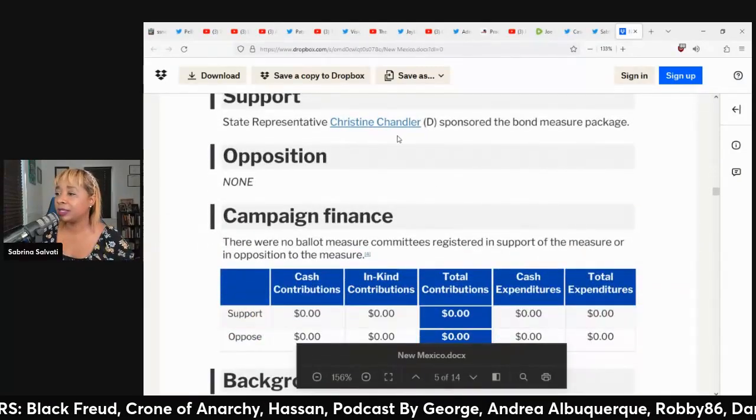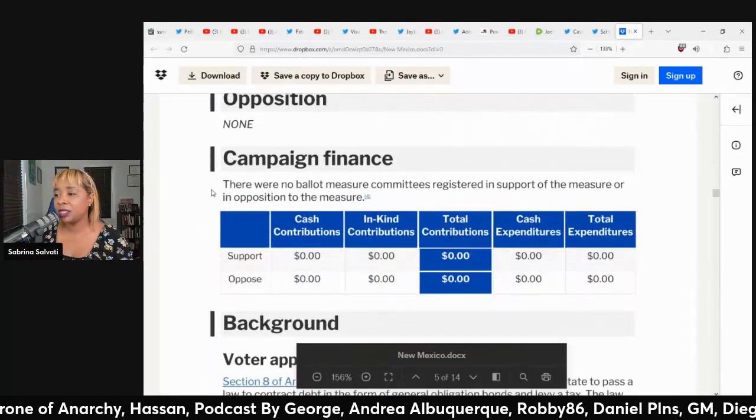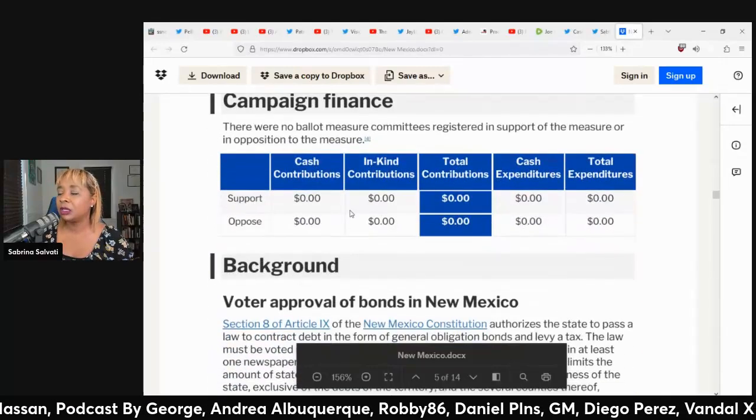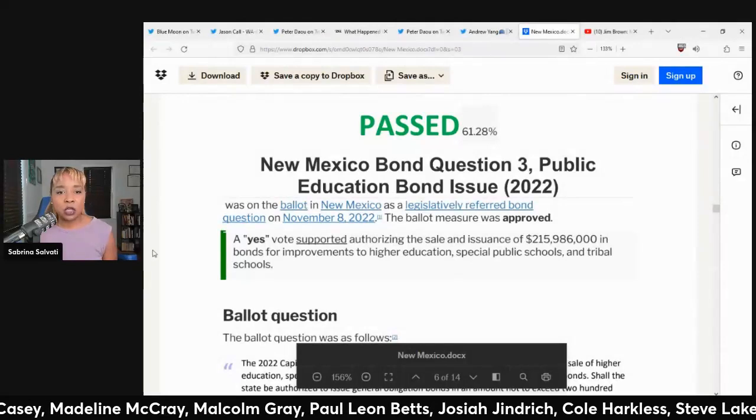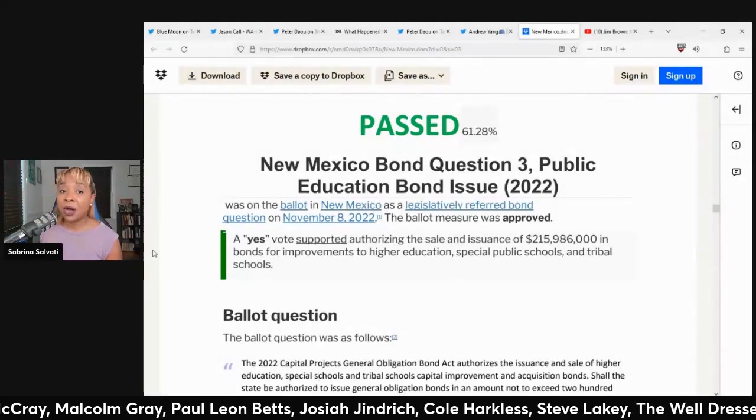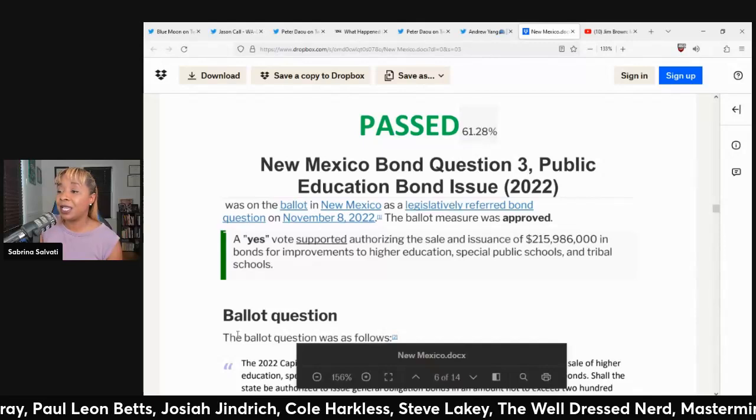So who supported this? State Representative Christine Chandler. No one opposed it, and there was no money spent to support this or to oppose it. This is question 3, New Mexico question 3, public education bond issue.